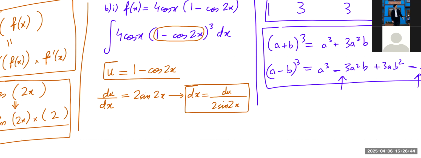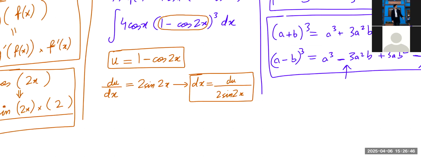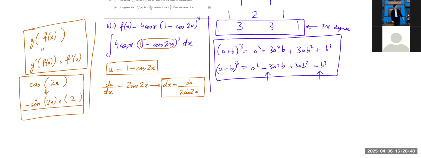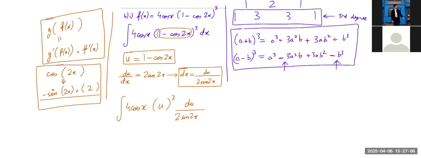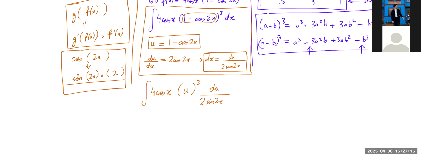So now we know what dx is. We know what 1 minus cosine 2x is. Let's replace what we know and then figure out what else we need to do. So the cosine x, it's kind of hopeless. We don't know what to do about it yet, but let's figure out the rest. 1 minus cosine 2x is u, and dx is just du over 2 sine 2x. So far, so good? Everything we did here was just setup, trying to figure out a substitution and replacing x's with u's. But we're not done yet.